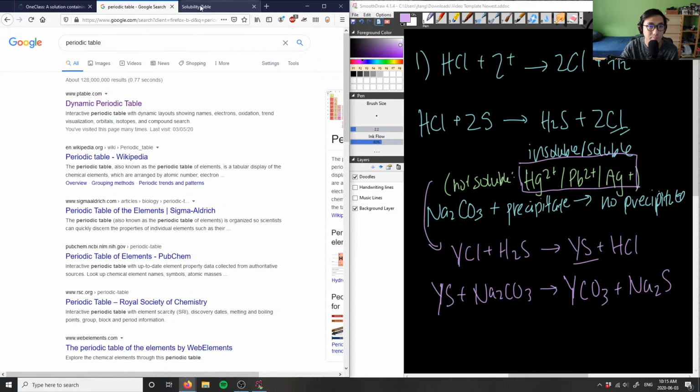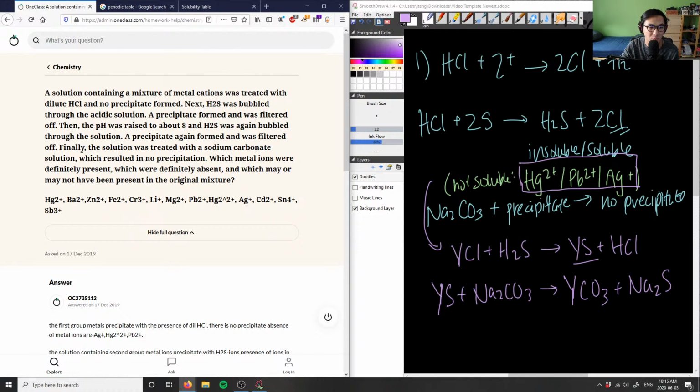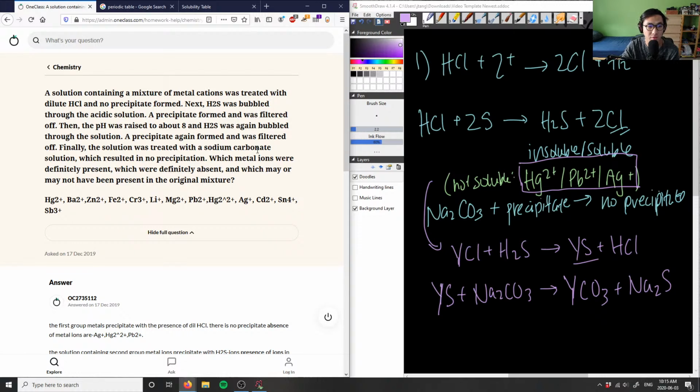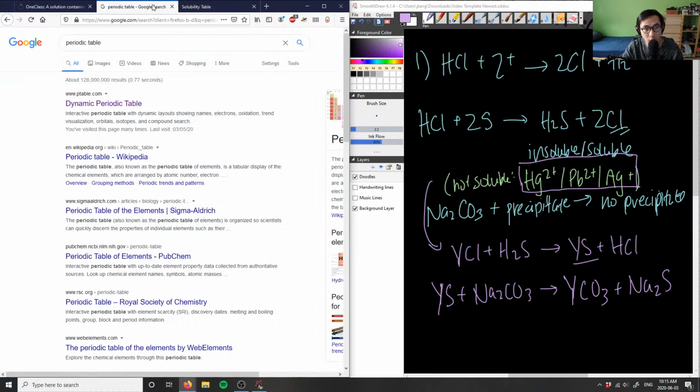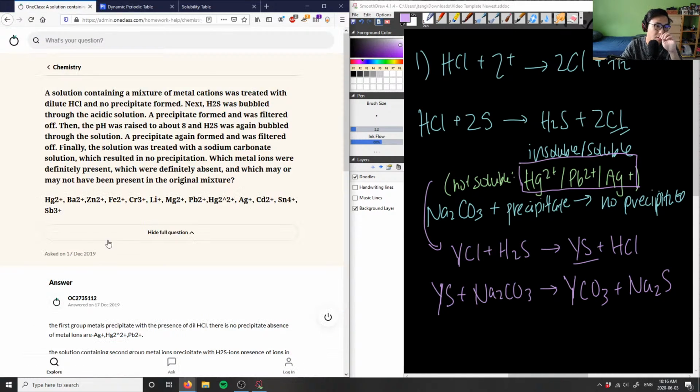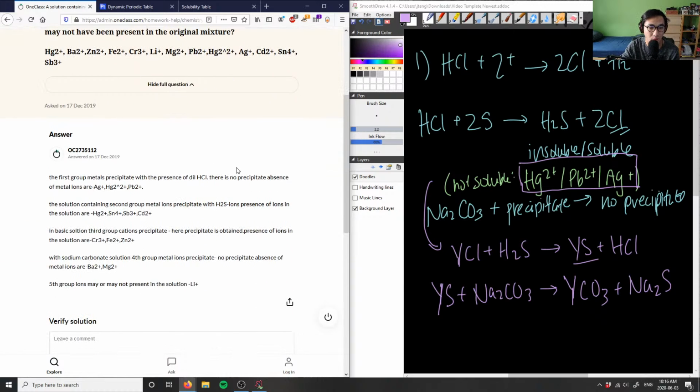So, for example, your reader here says, finally, the solution was treated with sodium carbonate, which resulted in no precipitate. No precipitation just means it's going to be fully in solution, so everything is soluble. So we're basically just going to look at the carbonate here, which is CO3. It's insoluble except group 1A and NH4. So we have to look at the compounds to think about which ones here are group 1A, and we can look at our periodic table to figure out which of these metals belong in that group. So that's going to be the solution for this problem.